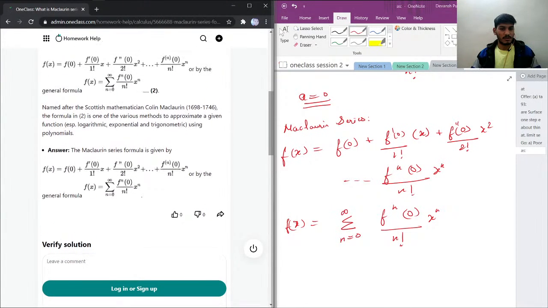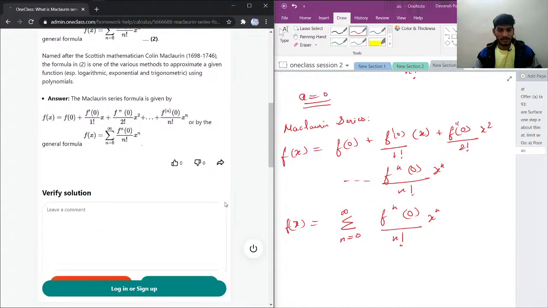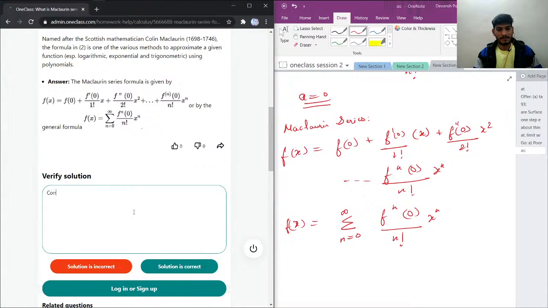So let's just read the definition of Maclaurin series. Named after Scottish mathematician Colin Maclaurin, the formula, which is the Maclaurin series, is one of the various methods to approximate a given function, for example logarithmic, exponential, and trigonometric, using polynomials. So the solution given here is correct. Great job.